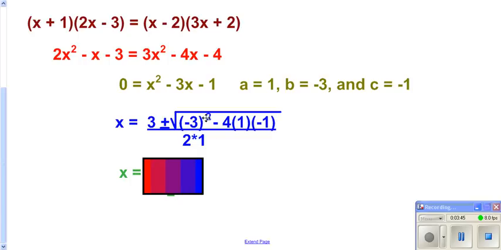Well, you get a 9 plus a 4 here, which is root 13. So we have 3 plus or minus root 13 over 2. 13 is prime, so your root does not simplify, so that ends up being your answer.